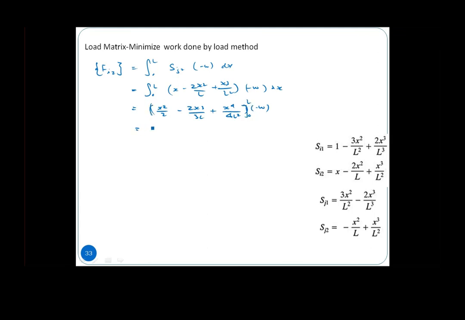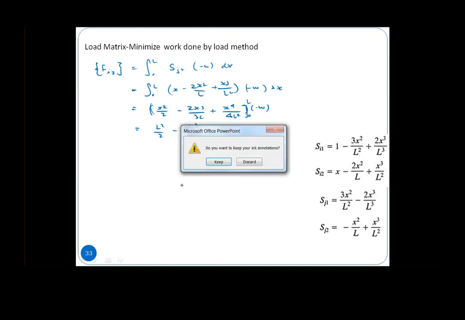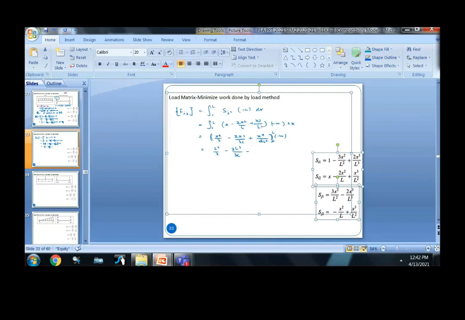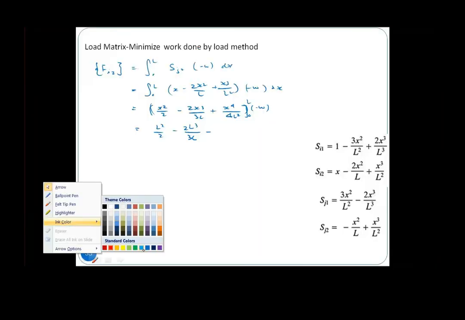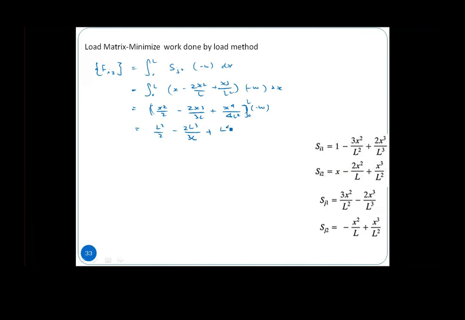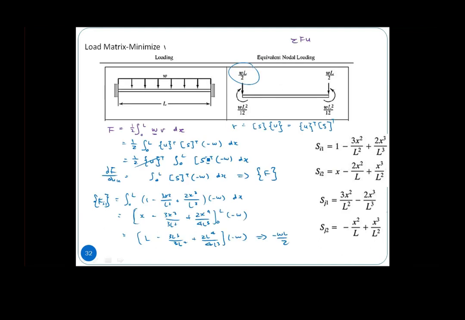So in the end I have L squared over 2 minus 2L cubed over 3L, plus L to the power of 4 over 4L squared, times negative W. Right, so here we will have negative WL squared over 12. Okay, so same as what we have here. Okay, same as what we have here.